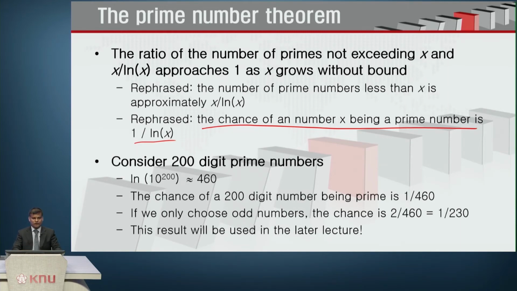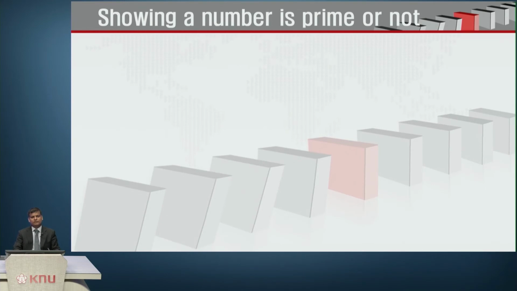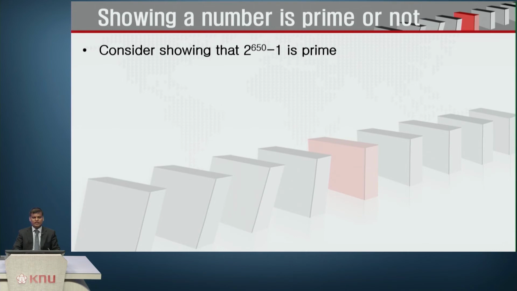So just for your reference, I want to show you the computational complexity of finding a prime, or the chance that a number is prime. And eventually these days we use computing technology to compute these prime numbers, showing whether a number is prime or not. Consider showing that 2 power 650 minus 1 is prime. That number is about 200 digits. In the last slide we talked about 200-digit primes.